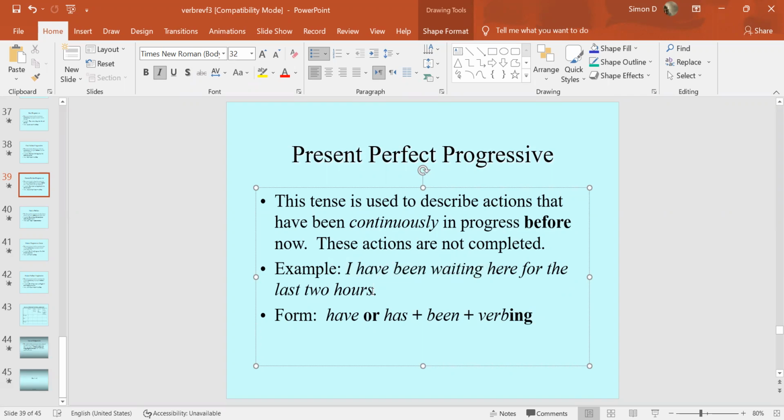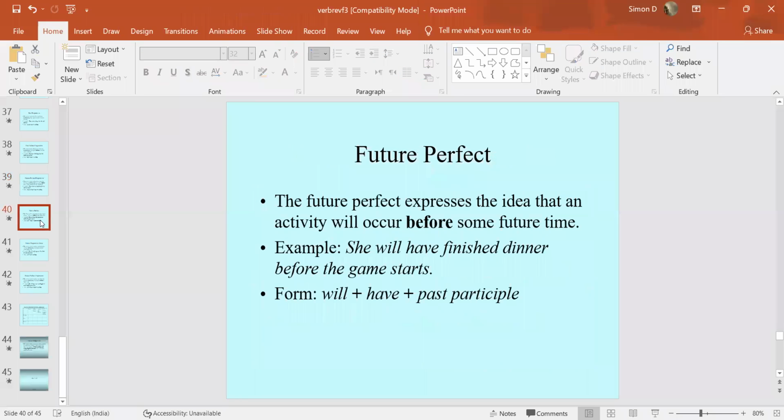So it's referring to the present. Before that, for the last 2 hours, he was continuously waiting. Okay, so let's go to the next construction. Future perfect.